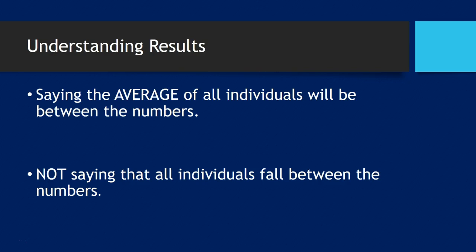So hopefully that makes sense. The average of the group is between those two numbers, but that does not mean every individual is. In fact, most individuals might be outside of those two numbers.